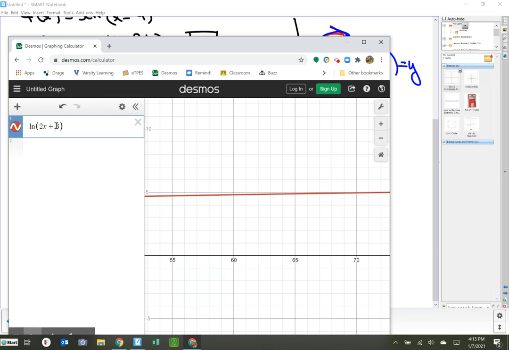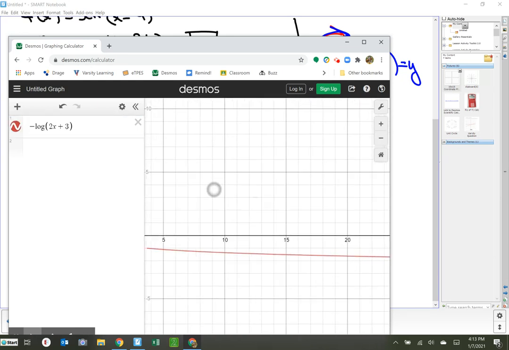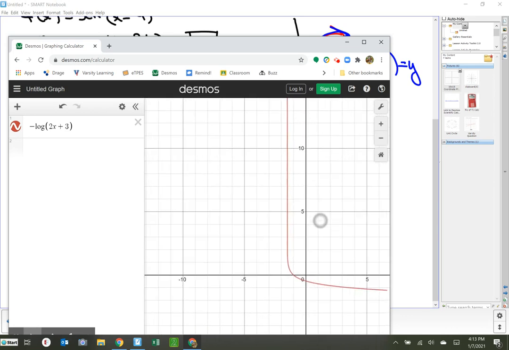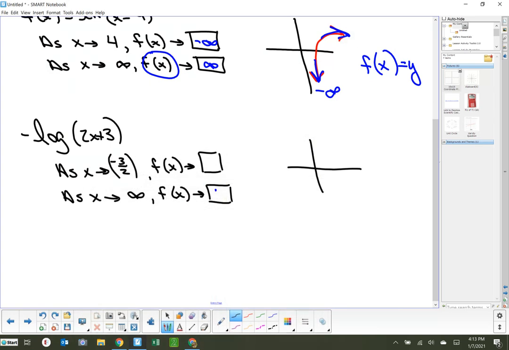And this was a negative. Oh, this was a log also. That will change a little bit. So negative log of 2x plus 3. All right, I'm going to drag back over here. Okay, so here we go. So I'm just going to sketch that, and then we'll talk about it where I can draw on top of it. All right, so let's go in kind of like this.